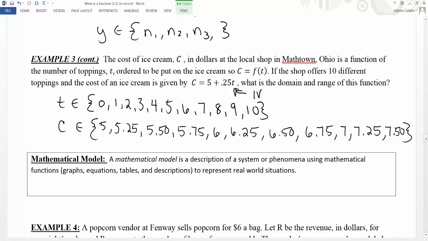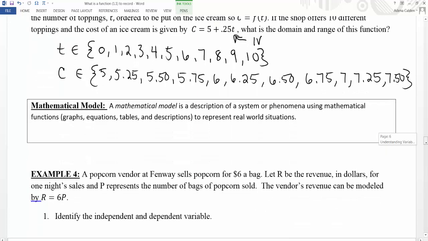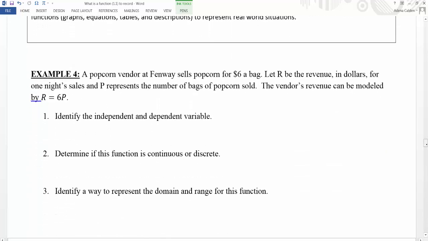But a lot of times we do have a situation, and that's why we want to get good at this modeling, so we can figure out a way to generate functions that model what's happening in the real world. So let's consider the following. A popcorn vendor at Fenway sells popcorn for $6 a bag. Let R be the revenue in dollars for one night sales, and P represent the number of bags of popcorn sold. The vendor's revenue can be modeled by R equals 6 times P.